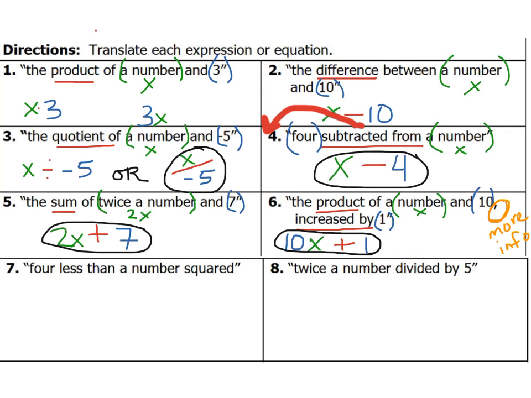Okay, I would like for you to pause the video. Try to translate number 7 and 8. They are on the right side of your paper at the very top. Be sure that you also are practicing with your annotations. And then when you've completed them, unpause the video and I will show you my answers.